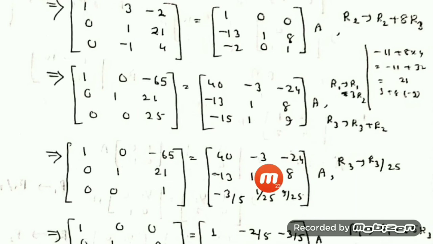Row 1 and row 2 I have kept the same. And I divide it by 25. I'll get this step. Okay.